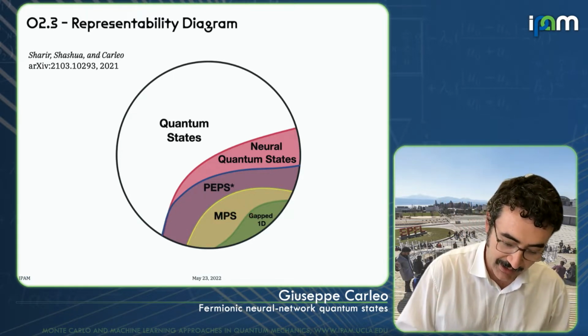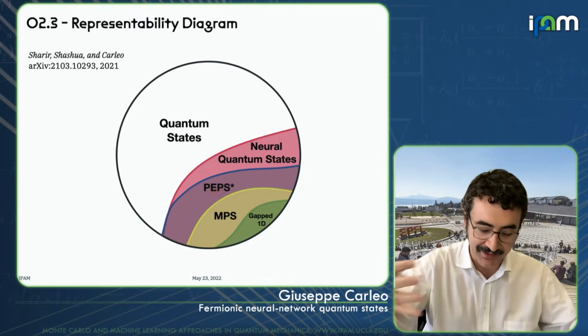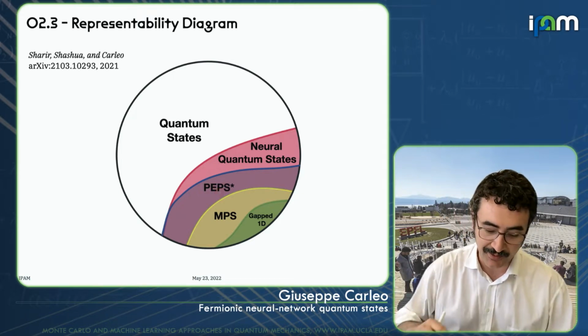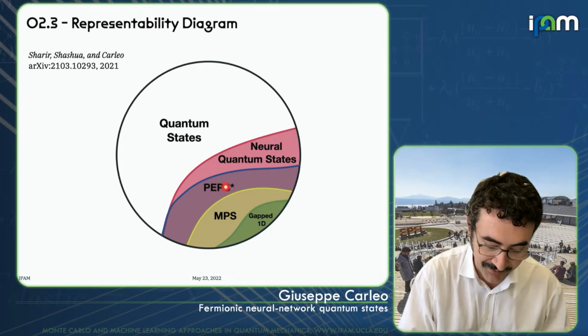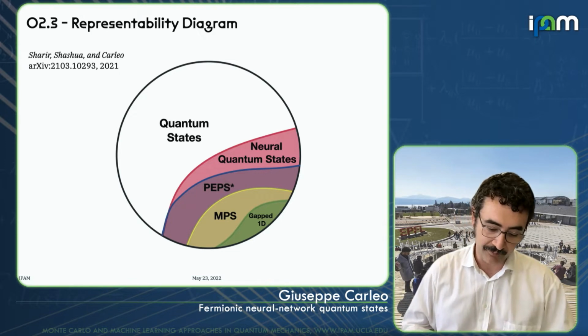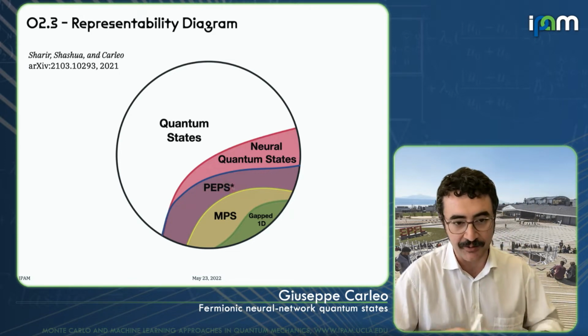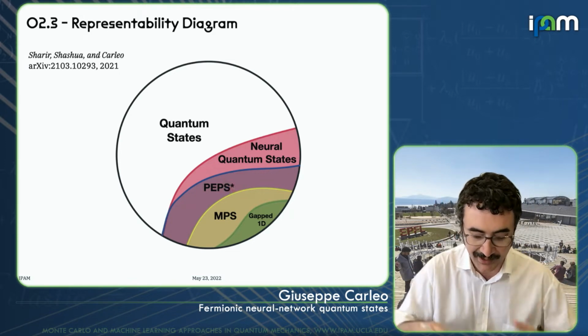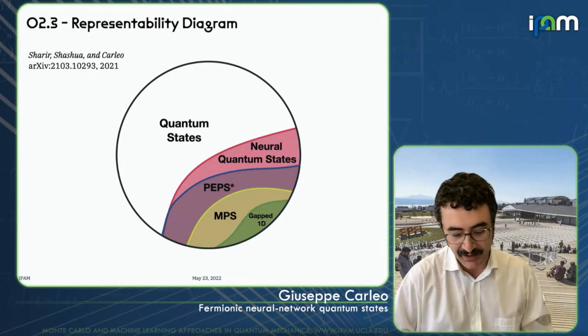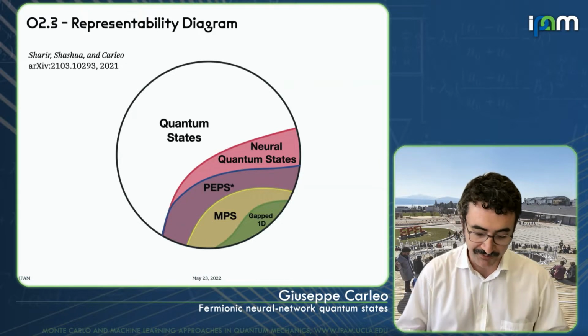And also, we've shown that we can represent an arbitrary approximate planar tensor network in 2D. These are the PEPS-star that are usually used. The star here stands for the fact that you typically use some approximations to contract them. But if you allow for these approximations, you can also represent these efficiently with a neural network.